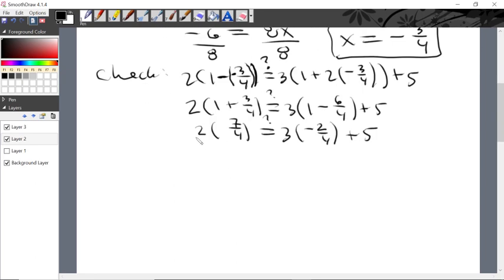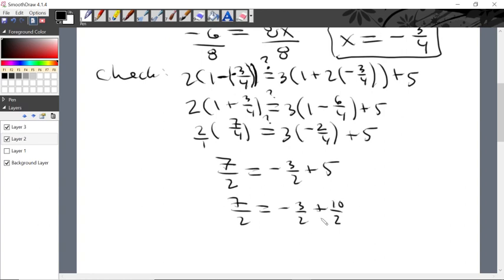2 times 7/4, right, is going to be 7/2, right? We've got 3 times negative 1/2, right? So this is negative 3/2 plus 5. Okay, and 5 is the same as 10/2, right? So we have 7/2 is equal to negative 3/2 plus 10/2. The right-hand side is equal to 7/2. Okay, and the left-hand side is equal to 7/2.